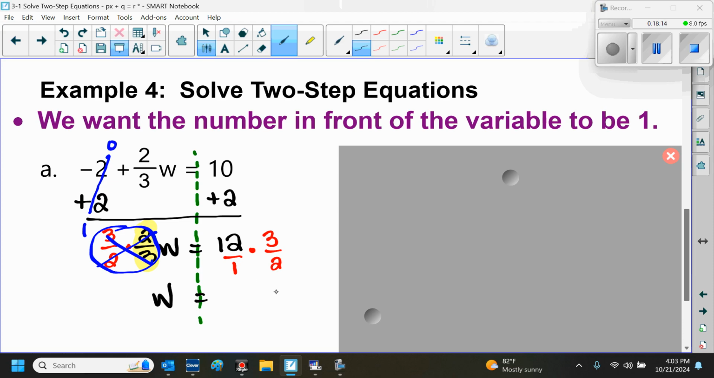Now on the other side, we can simplify before we multiply, right? So 2 divided by 2 is 1. And 12 divided by 2 is 6. And now we can multiply. 6 times 3 is 18.